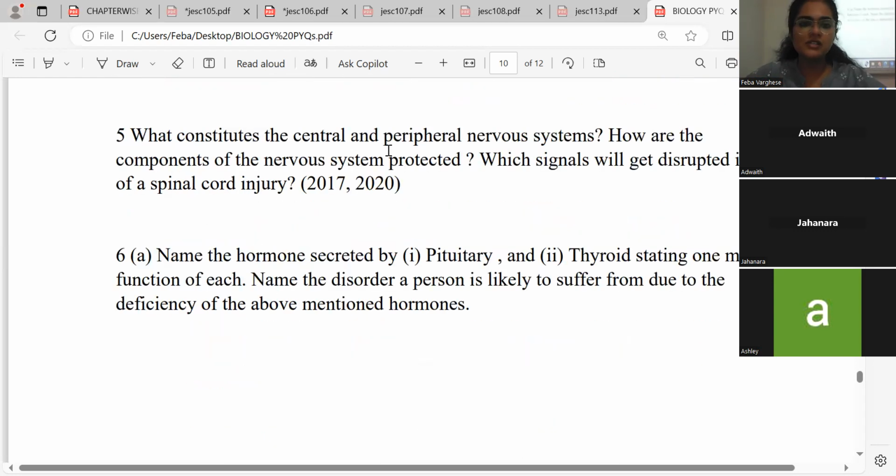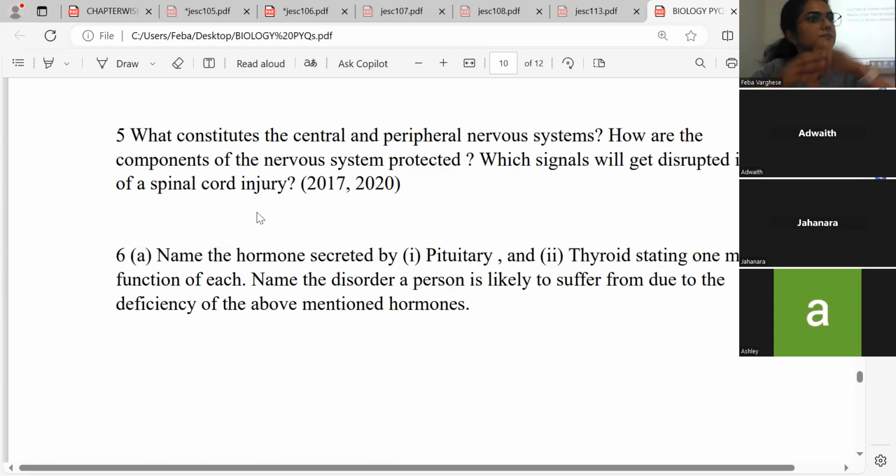Now, what constitutes the central and peripheral nervous system? How are the components of the nervous system protected? Which signals will get disrupted in case of spinal cord injury? Which are the constituents of the central and peripheral nervous system? The central nervous system is composed of brain and spinal cord. The peripheral nervous system is composed of cranial nerves and spinal nerves, and also the autonomic nervous system, wherein the neurons are supplied to internal organs. That's what is to be written.